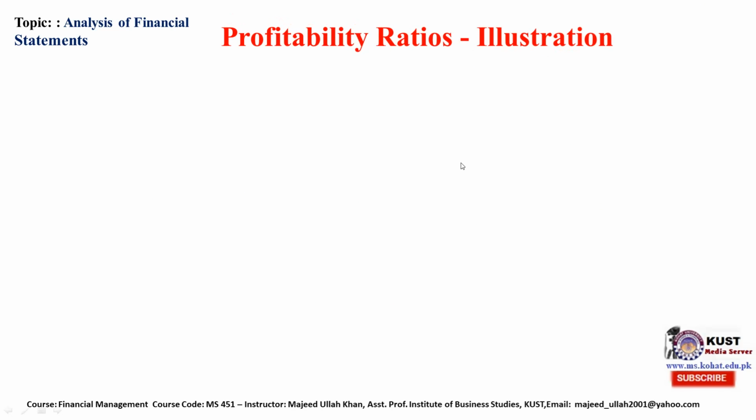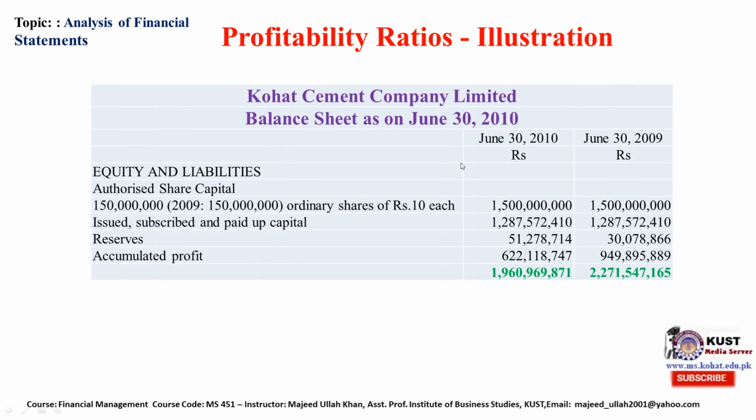Now we will explain this with the help of this illustration. We will use the same company as I used in the earlier lecture, that is Quartz Cement Company Limited. This is shareholder capital. This is issued subscribed capital, reserves, accumulated profit. So this is shareholder equity. We will use this figure.